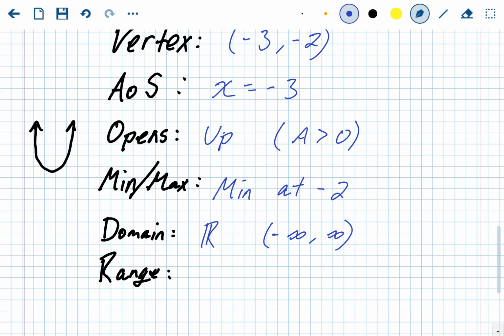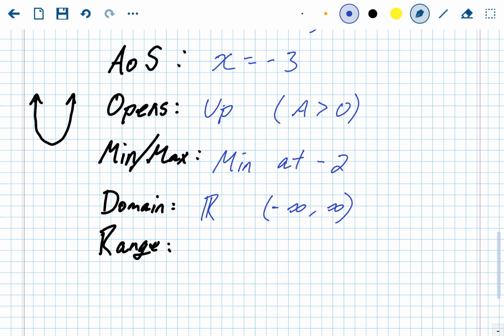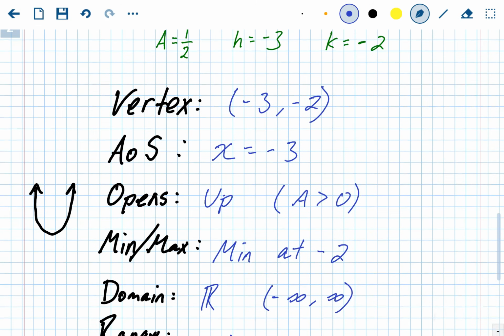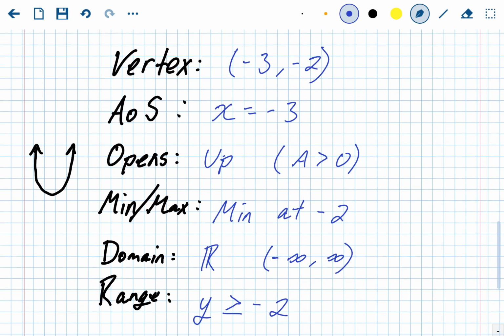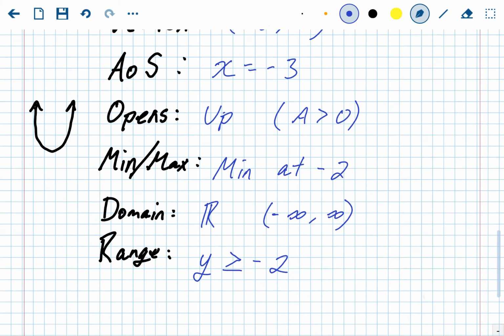Now the range depends on if it opens up or down. It depends on if there's a min or a max. In this case, there's a minimum at negative 2. What that means is that every single y value is going to be bigger than negative 2. Or rather, every y value is going to be greater than or equal to negative 2, because that's the lowest point on the graph. Okay, so that's everything that vertex form tells us. Now again, we didn't get a y-intercept, we didn't get any x-intercept, so we don't really have that many points, but it does tell us a lot of information.